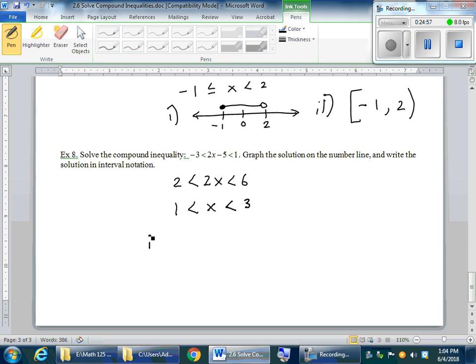Finally, my answer will be between these two numbers, 1 and 3. And 1 is not inclusive because of the less than symbol. 3 is also not inclusive because of the less than symbol. So the value x is between these two numbers. And finally, my interval notation will be between 1 and 3. So the smallest value is 1 and the largest value is 3. Both of the endpoints are not inclusive, so parentheses. And that will be the end of this section.